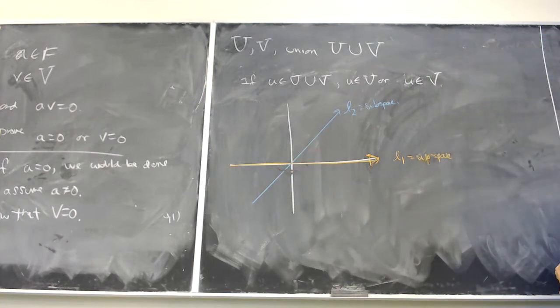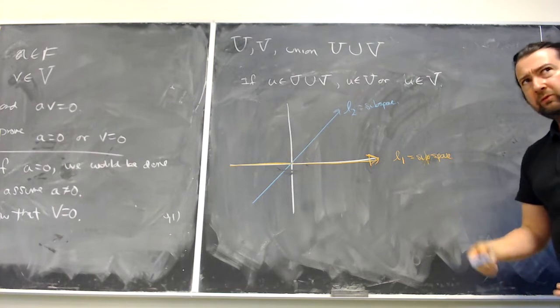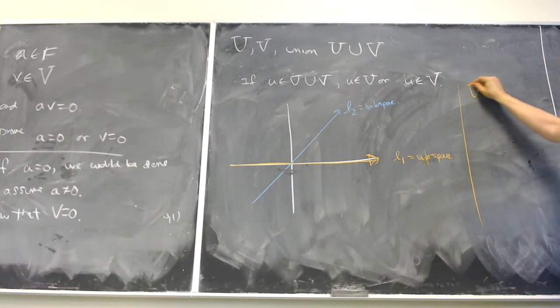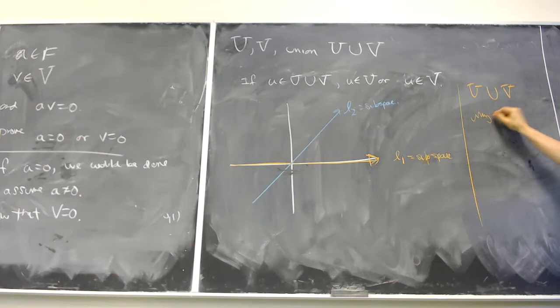So if you were going to say that this together was a subspace, I mean, this is a homework question, so I don't want to totally give it away, but why isn't U union V a subspace? Why is this not a subspace? Like, what fails?